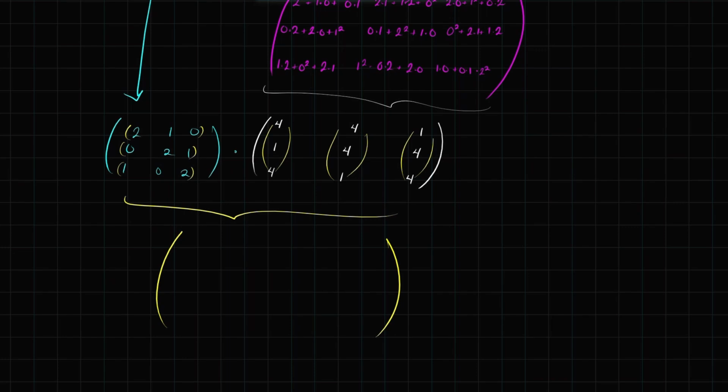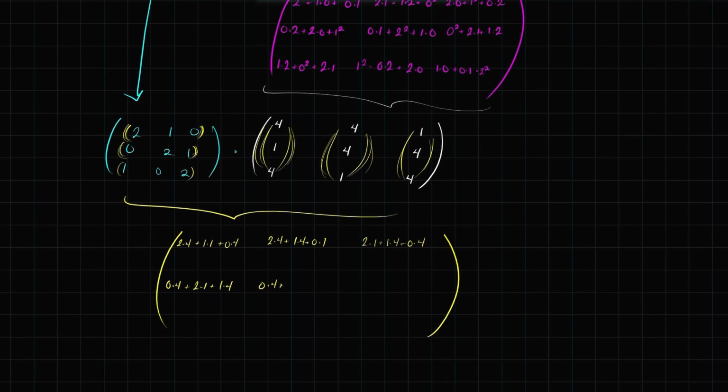If I take the top against the left, I have 2 times 4 plus 1 times 1 plus 0 times 4. Top against the middle, I have 2 times 4 plus 1 times 4 plus 0 times 1. The top against the right, I have 2 times 1 plus 1 times 4 plus 0 times 4. The middle against the left gives me 0 times 4 plus 2 times 1 plus 1 times 4. The middle against the middle gives me 0 times 4 plus 2 times 4 plus 1 times 1. And the middle against the right gives me 0 times 1 plus 2 times 4 plus 1 times 4.